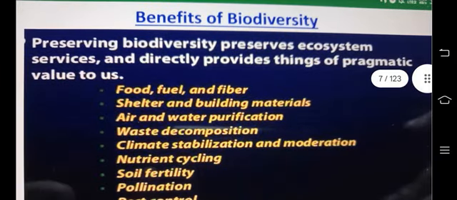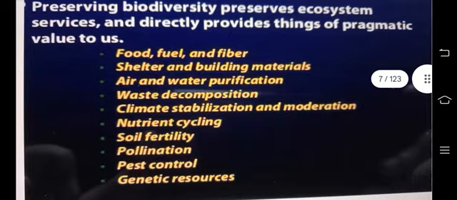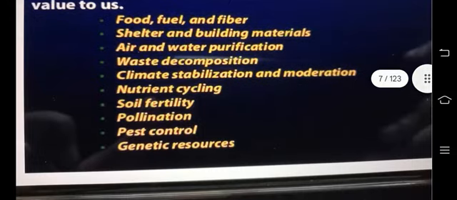Benefits of biodiversity. Preserving biodiversity preserves ecosystem services and directly provides things of pragmatic value to us like food, fuel and fiber, shelter and building materials, air and water purification, waste decomposition, climate stabilization and moderation, nutrient cycling, soil fertility, pollination, pest control, genetic resources.